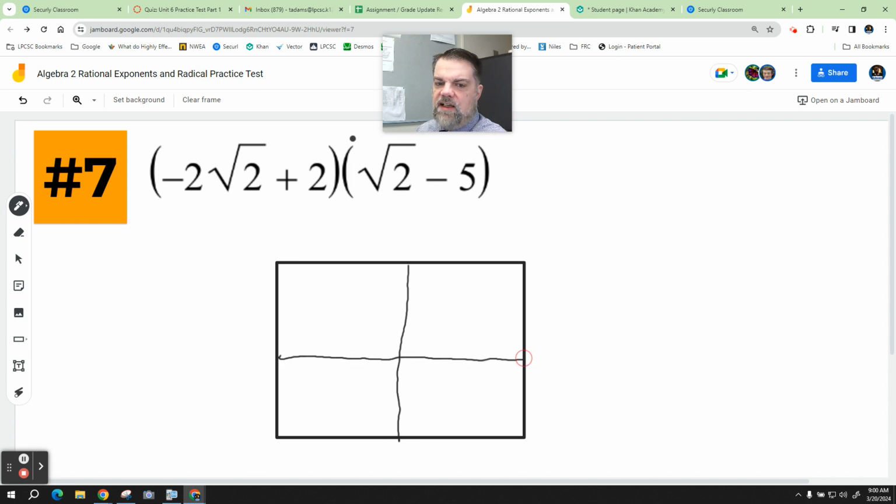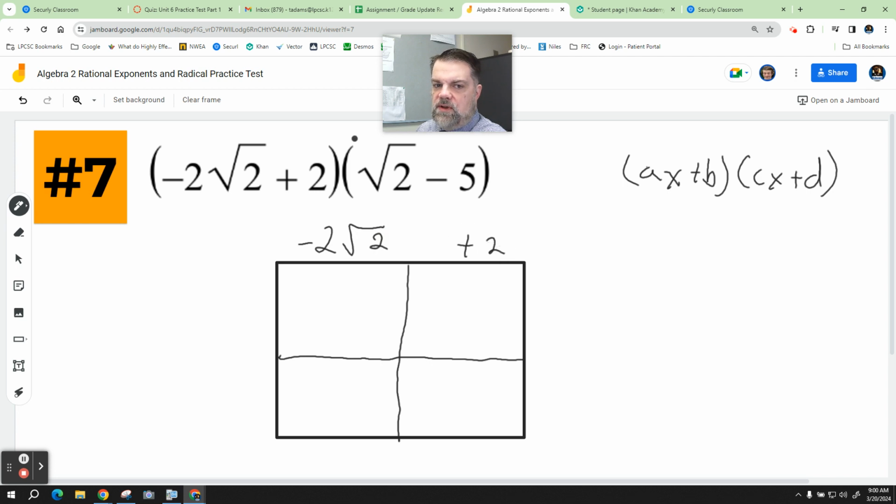This is a lot like, remember when we did quadratics where we had ax plus b times, like, I don't know, cx plus d or something like that, and we would multiply it out. Similar thing. So this is minus 2 square root 2, and then over here I've got plus 2. Over here I'm going to put the square root of 2 minus 5. Now this is where it gets a little tricky.